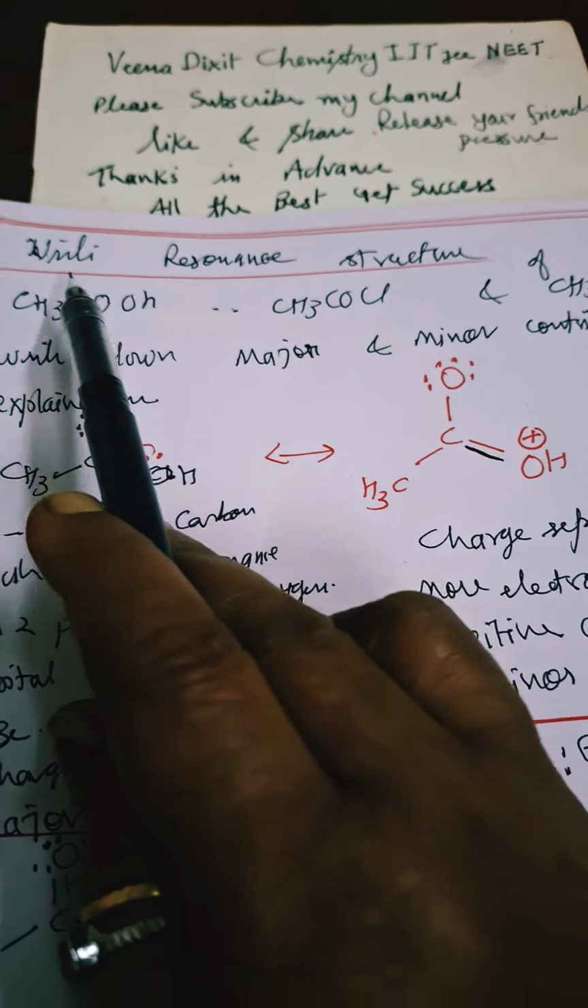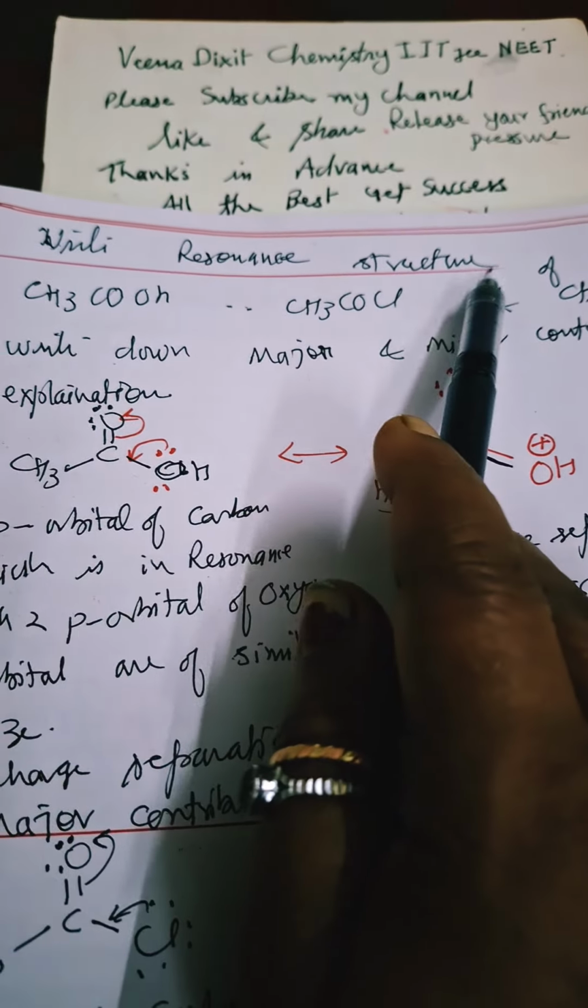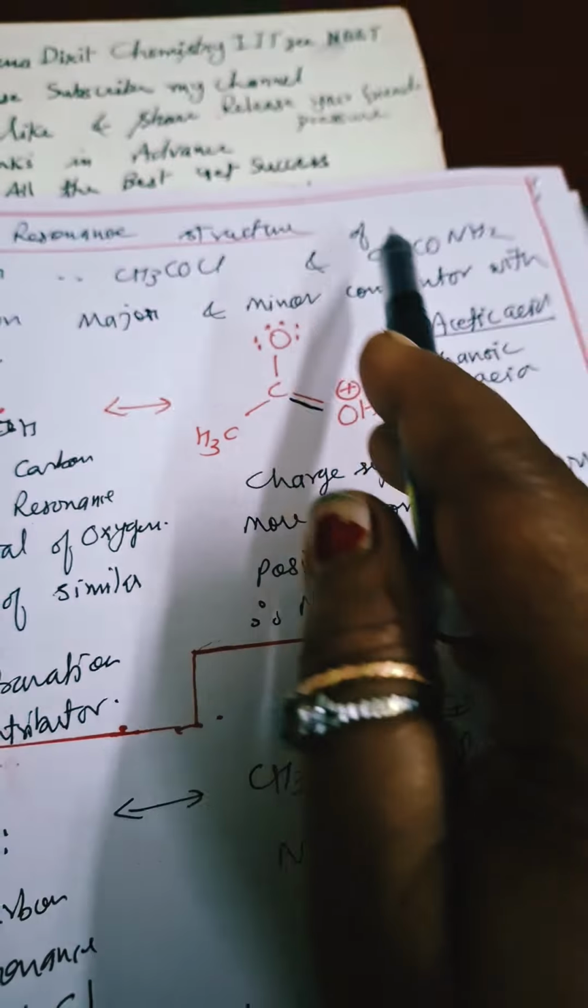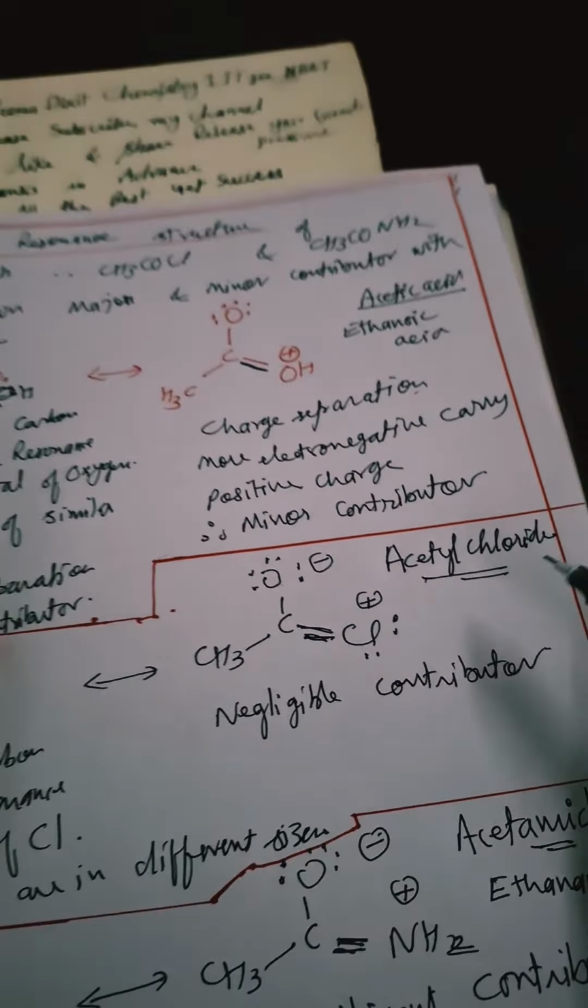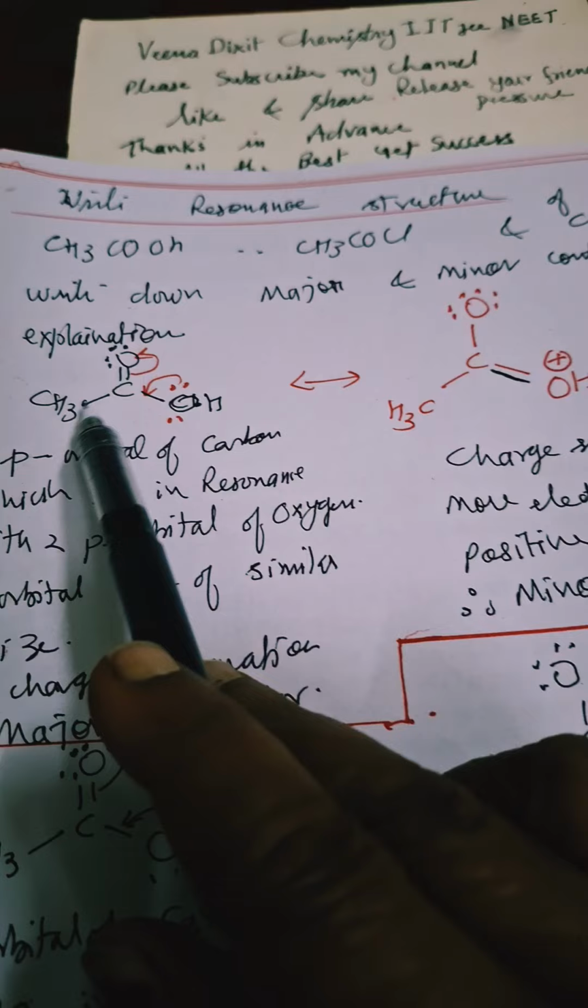All the best. We will discuss here the resonance structure of acetic acid, acetyl chloride and acetamide. IUPAC naming of acetic acid is ethanoic acid. Acetyl chloride is known as ethanoyl chloride and acetamide is known as ethanamide. So first we'll go for the acetic acid.